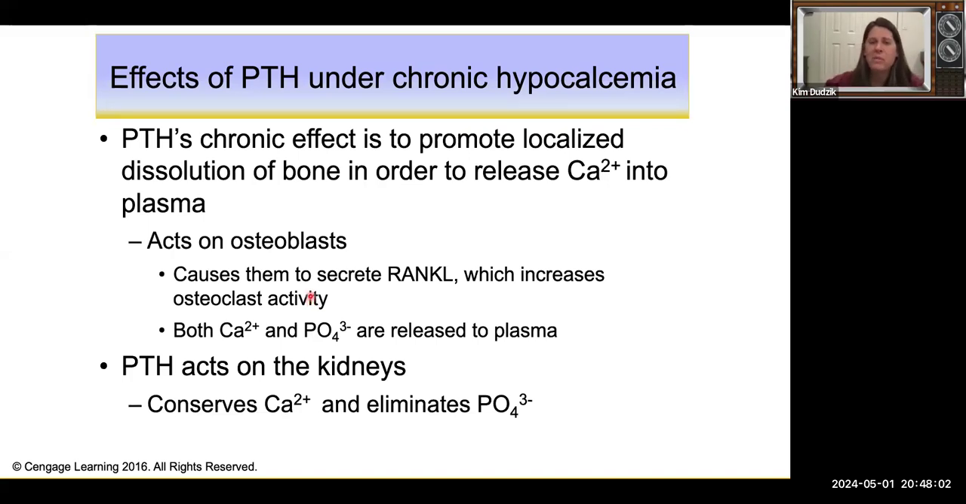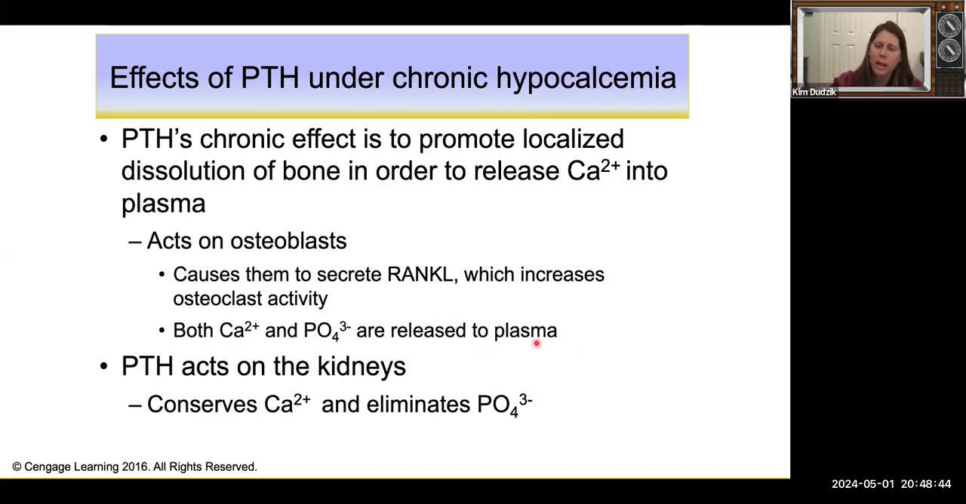But what parathyroid hormone does, when we're in a situation of calcium being too low for long periods of time, okay, long-term low calcium in the blood, hypocalcemia, it stimulates its target cells, the osteoblasts, to release RANKL, which stimulates the osteoclasts to break down bone. This then does break down bone. It releases both calcium and phosphate, because remember, calcium and phosphate are attached to one another in the hydroxyapatite crystals, right? So both of those get released into the plasma.